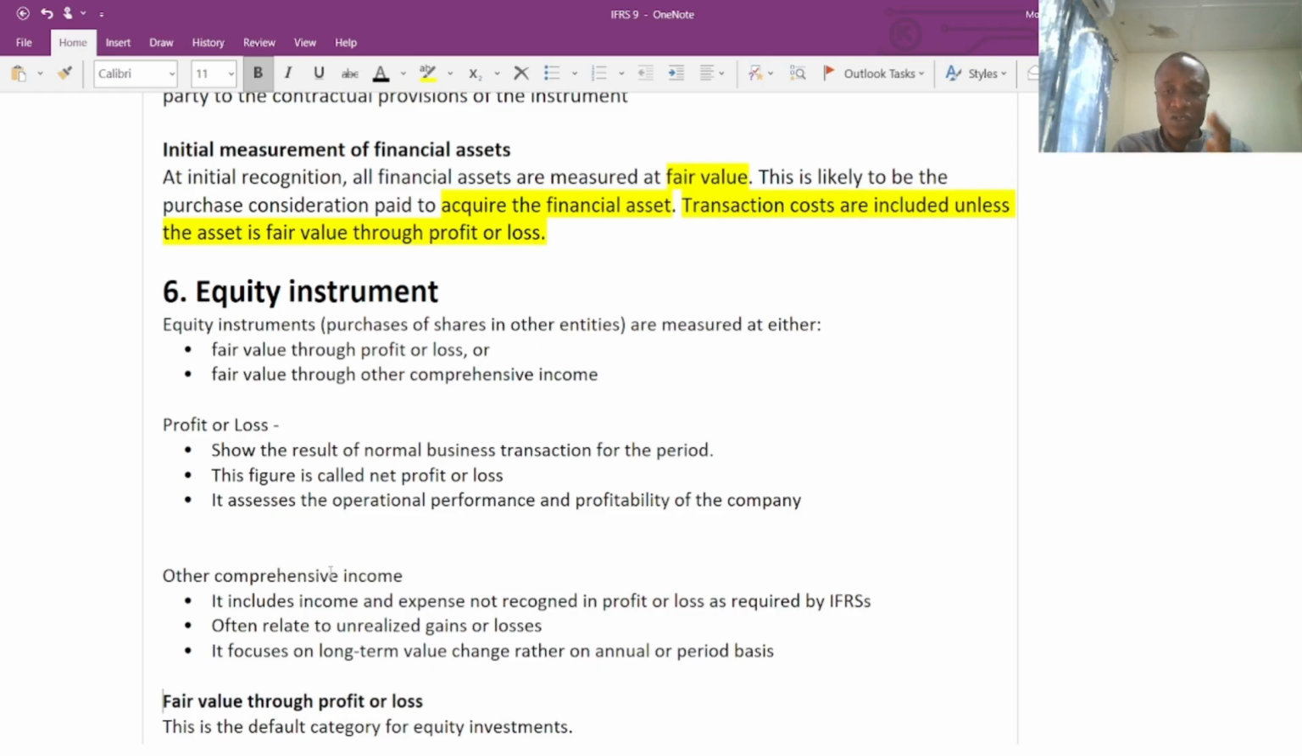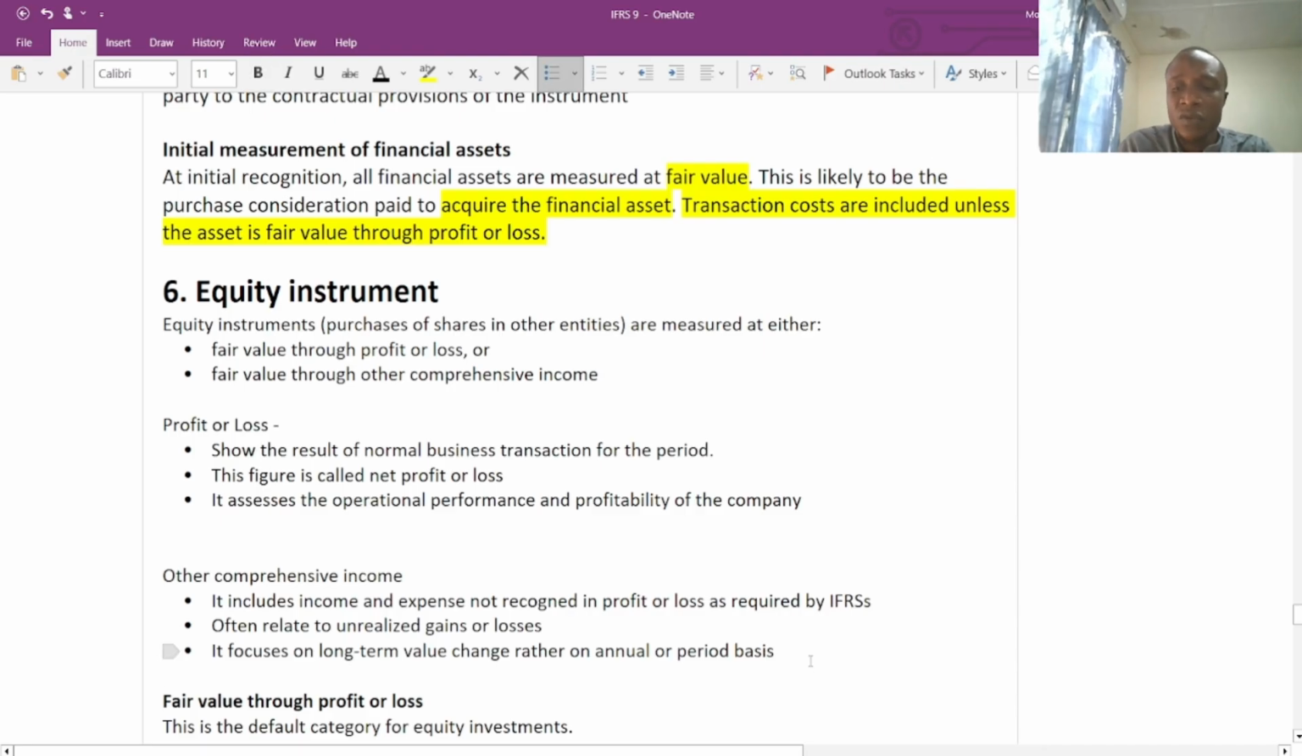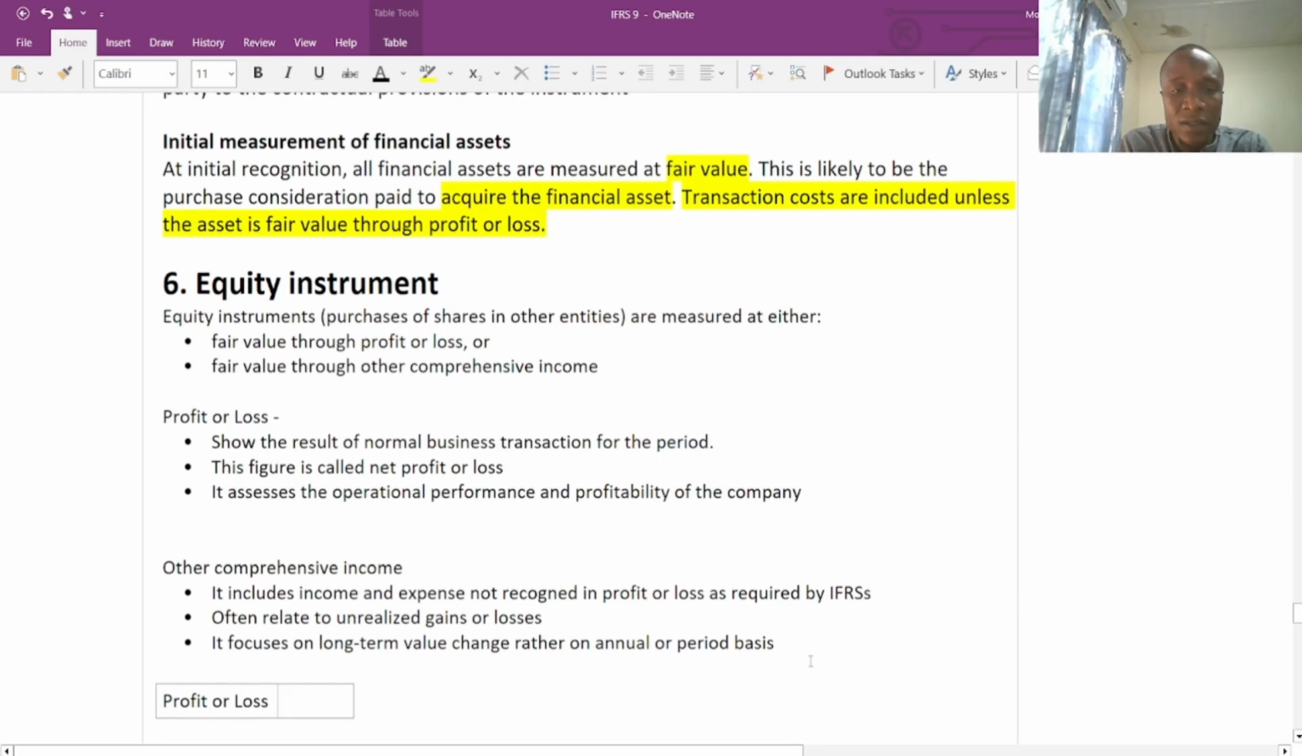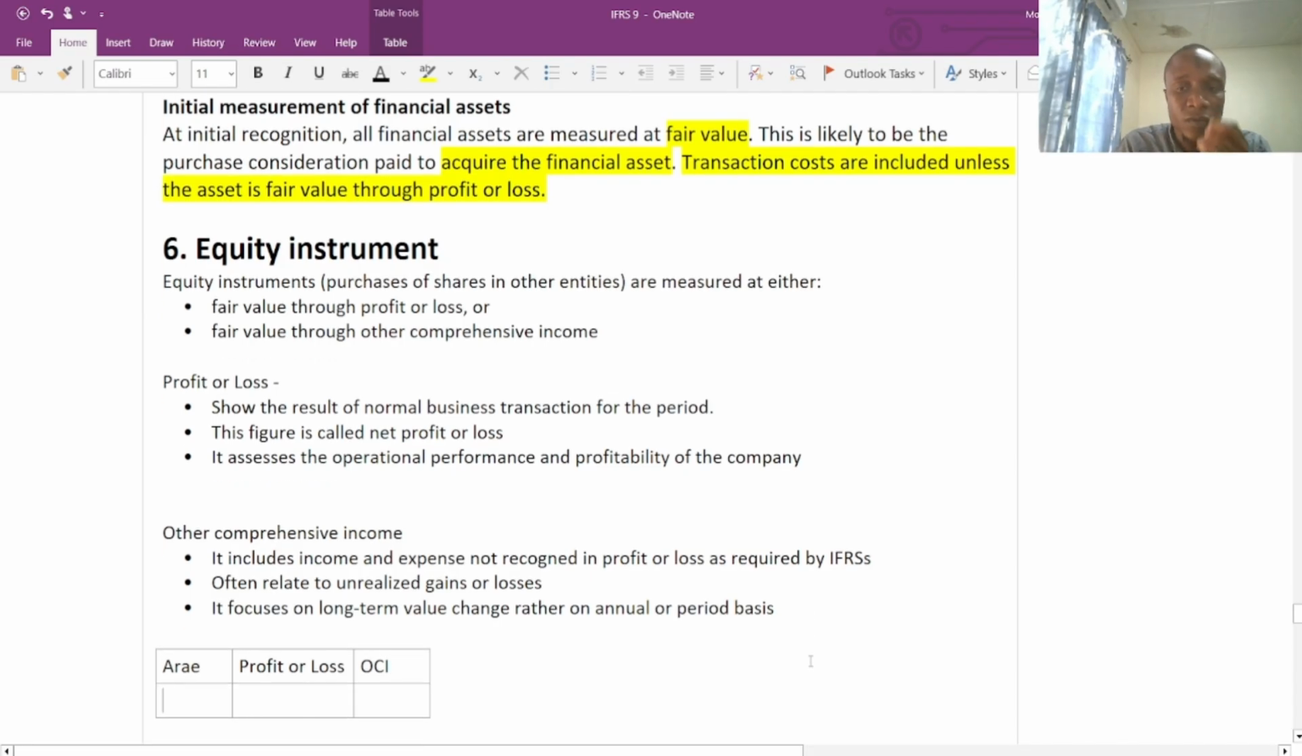So now let's try to analyze some distinctions between the profit or loss and that of the other comprehensive income. Profit or loss and other comprehensive income. Very important. So now we are going to look at the nature. Yes, let's look at the nature.